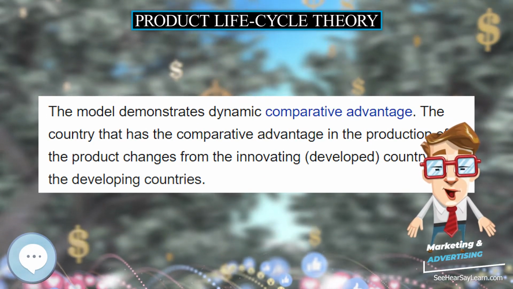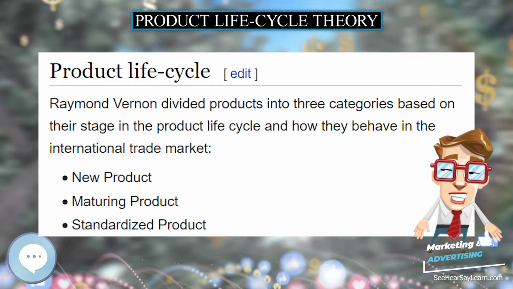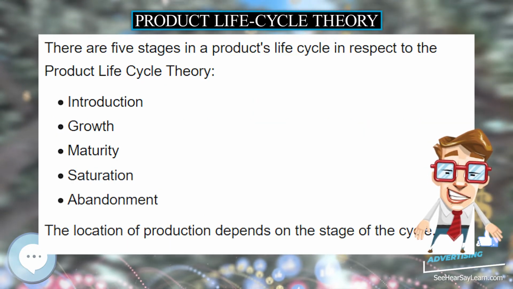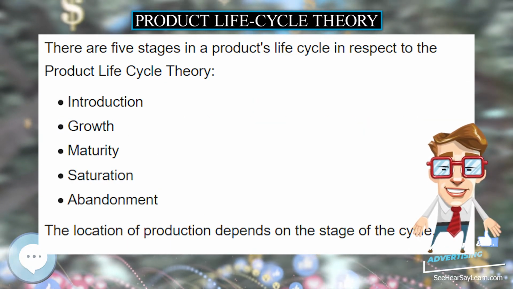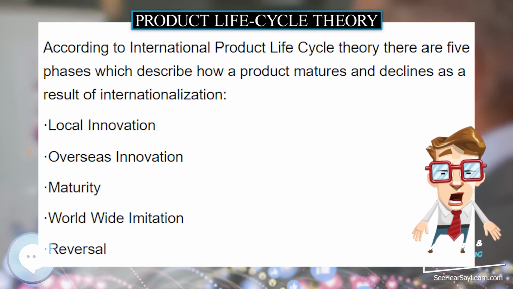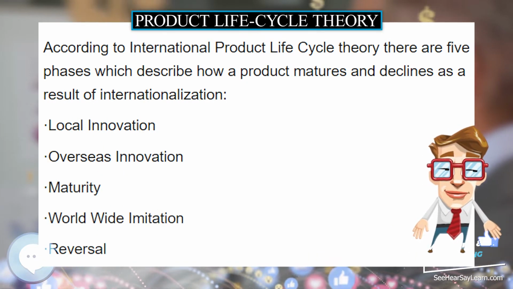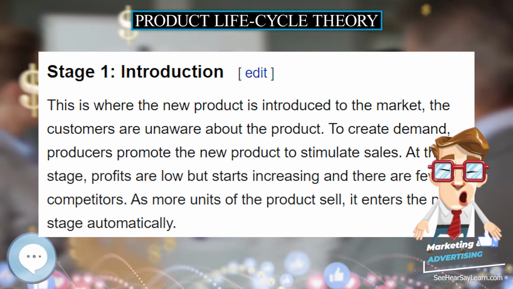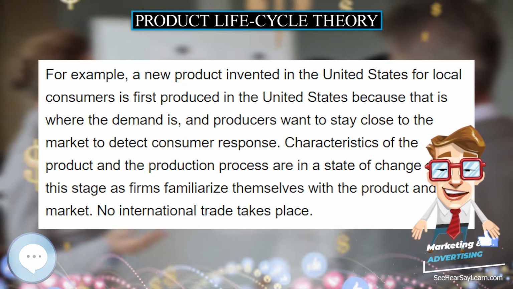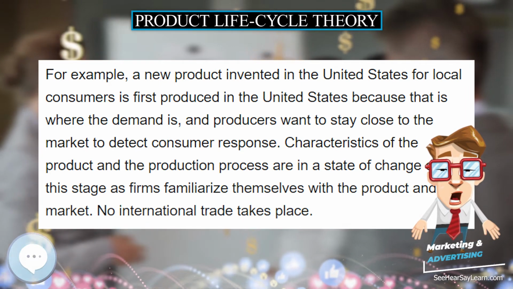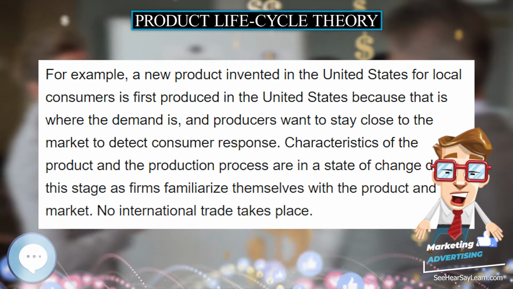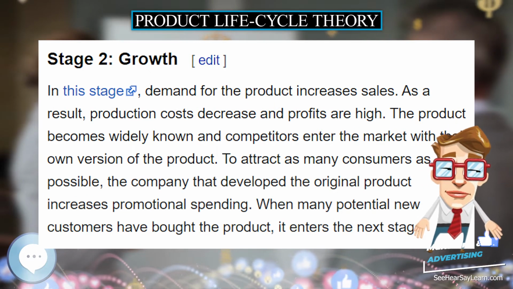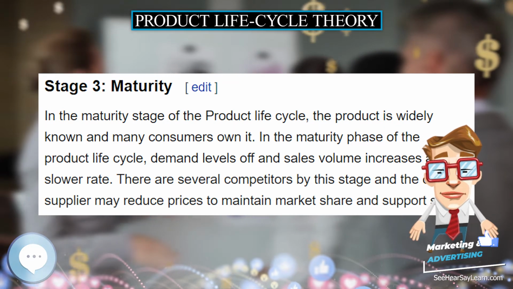The model demonstrates dynamic comparative advantage. The country that has the comparative advantage in the production of the product changes from the innovating, developed country to the developing countries. Product life cycle. Raymond Vernon divided products into three categories based on their stage in the product life cycle and how they behave in the international trade market. There are 5 stages in a product's life cycle in respect to the product life cycle theory. The location of production depends on the stage of the cycle.